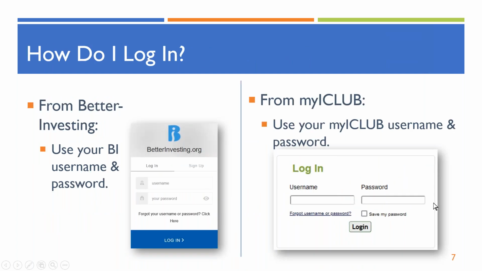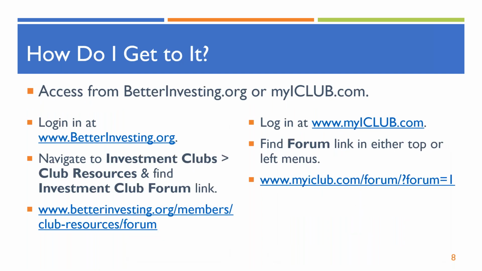To log in from Better Investing, just like you would to access the SSG Plus or Core SSG or any of the other member features, use your Better Investing username and password. From myICLUB, again, just use your myICLUB username and password to log into the website.